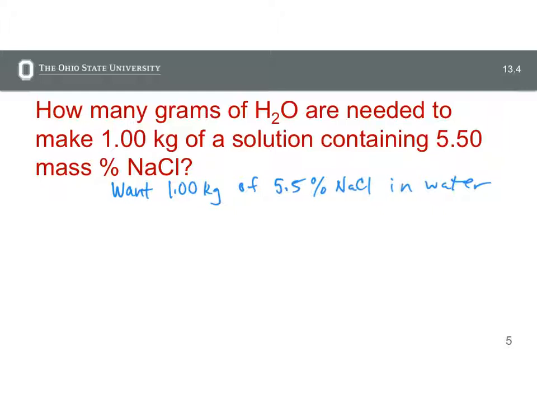Could you from the beginning do like 94.5% and then just solve for this? Like instead of solving for the solute, solve for the solvent instead, as long as you change that percent. Yeah, you could. There's a number of ways you can do these problems.